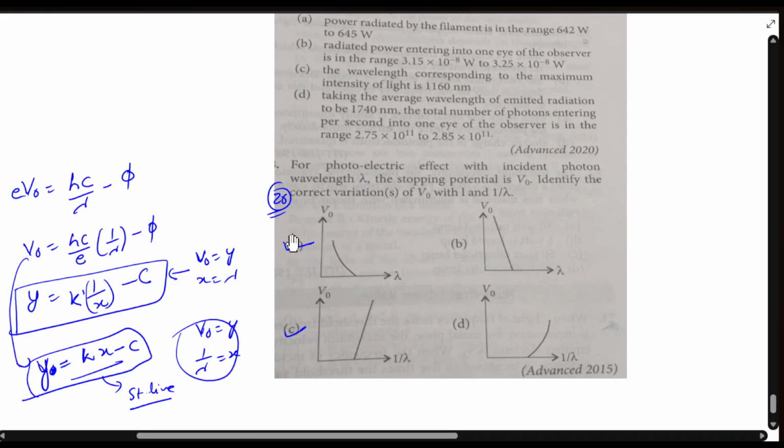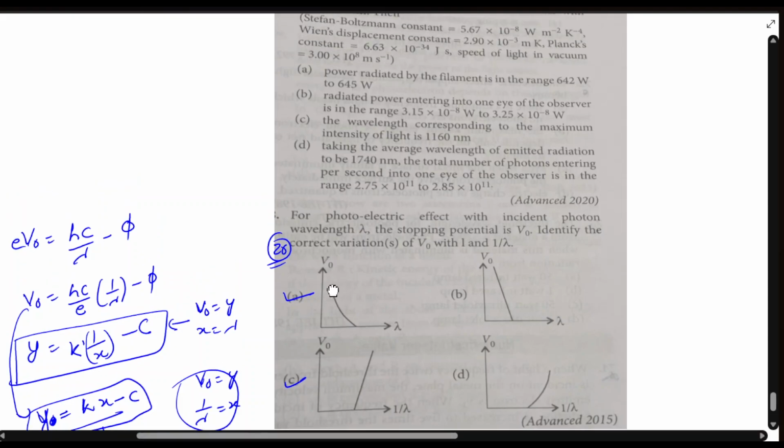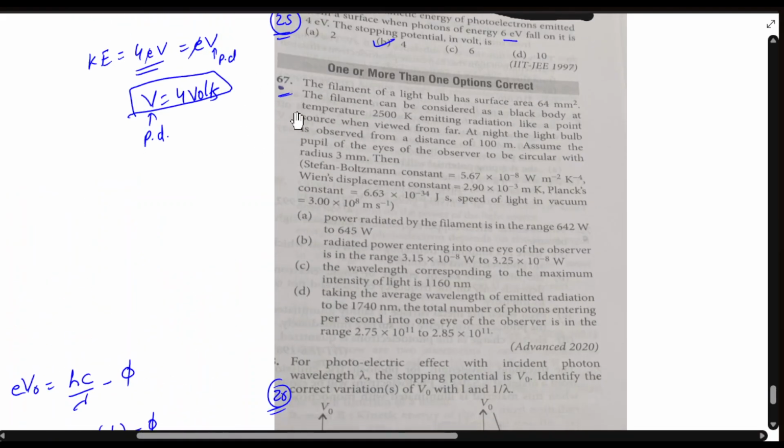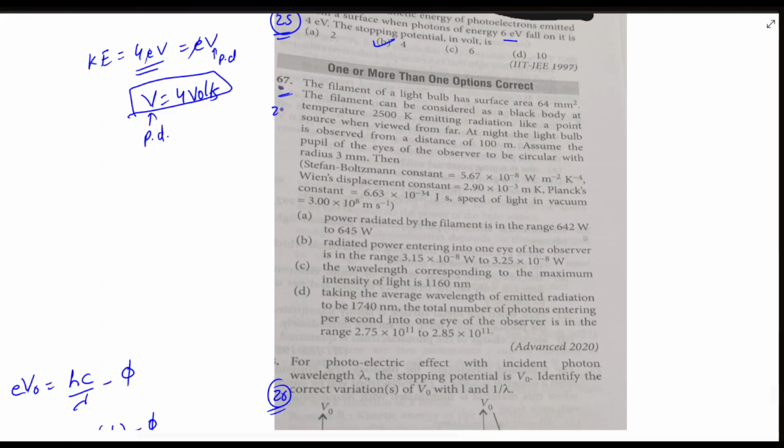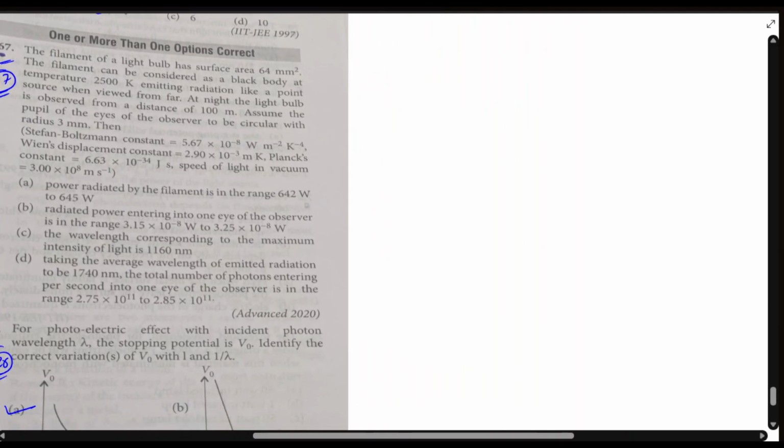Okay, so let's move on to our 27th question. This 27th question is a very interesting question, okay? And there is another question which is slightly more complicated than this one. So let's do this first and then we will do that complicated one, okay?